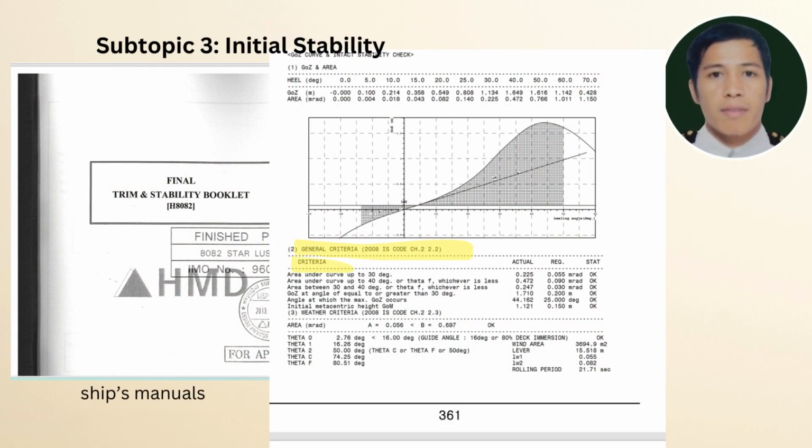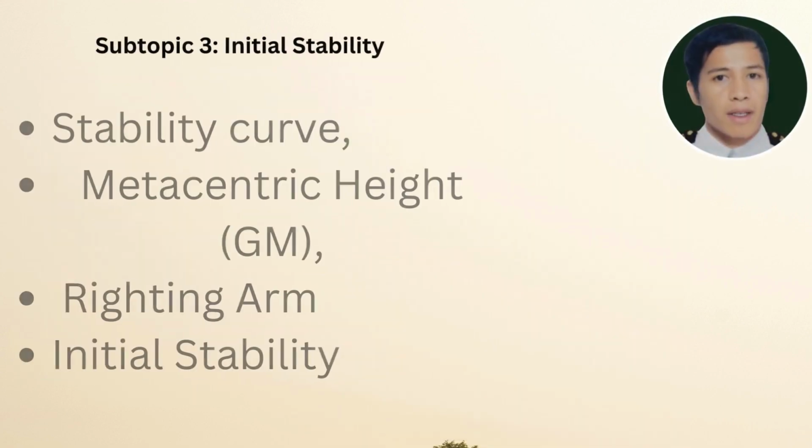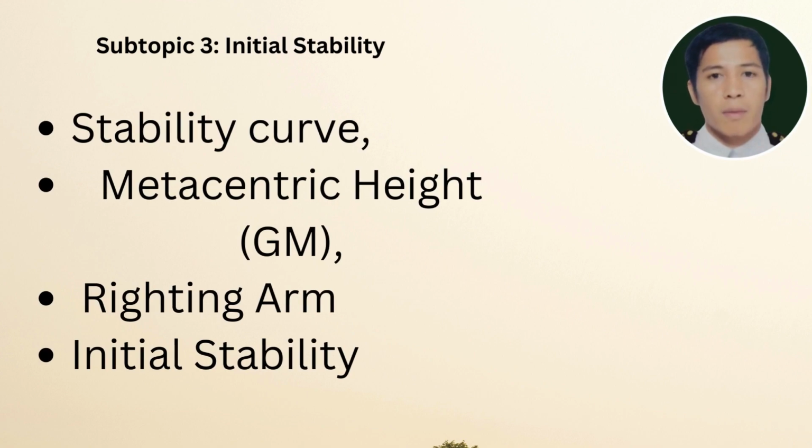Practical applications. Stability curves are often graphed to represent the relationship between righting arm, GZ, and the angle of heel. Understanding the stability curve and its parameters helps ship operators and designers make informed decisions about loading, ballasting, and ship behavior in various sea conditions. Initial stability is important for assessing a ship's response to small disturbances.